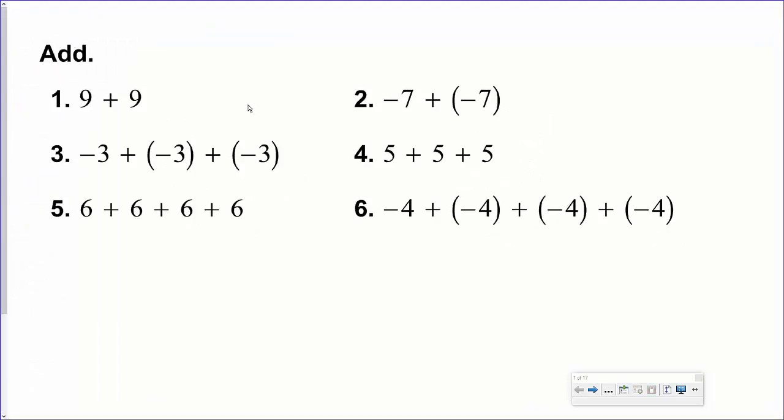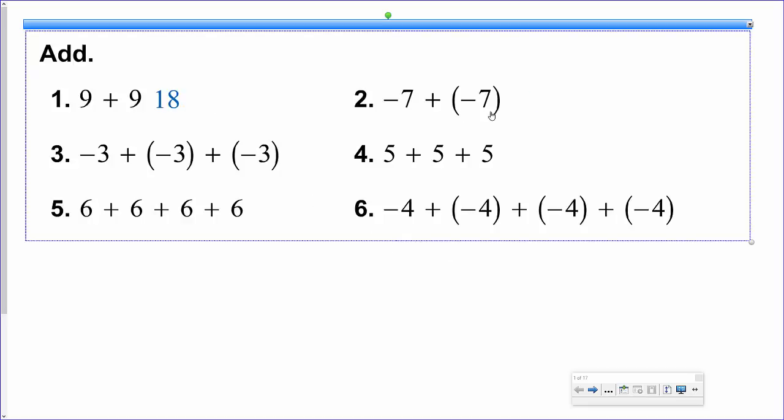All right, so this video will focus on multiplying positive and negative numbers, or integers. If we look here, I want you to pause the video to start off with and try to solve 1 through 6. All right, so hopefully you had a chance to do that. Here are the various answers.